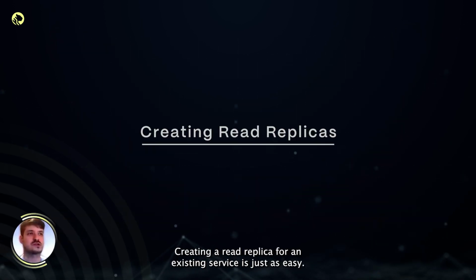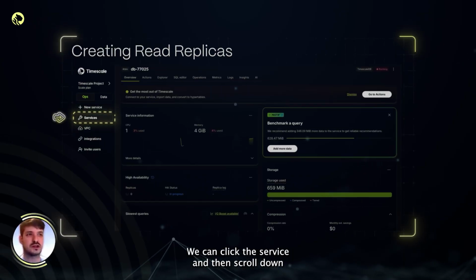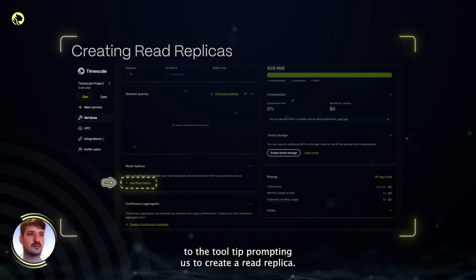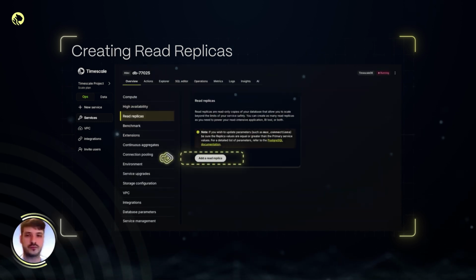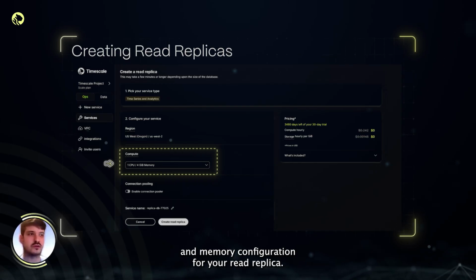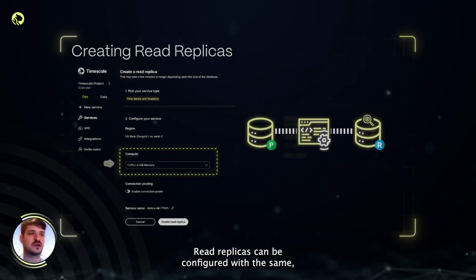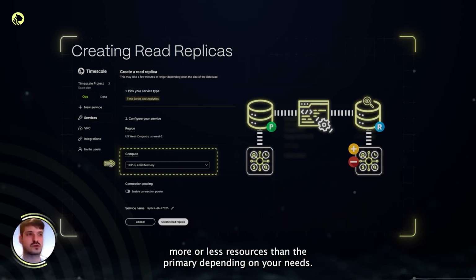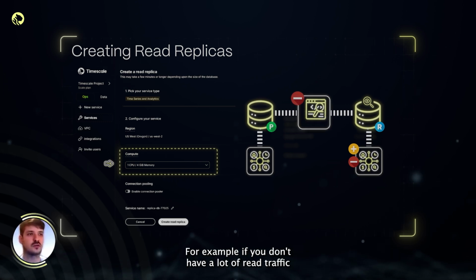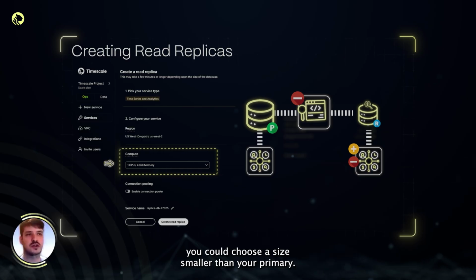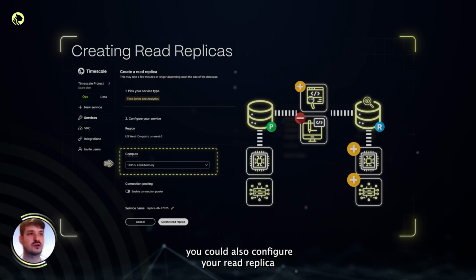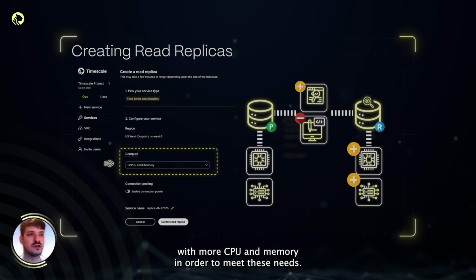Creating a read replica for an existing service is just as easy. We can click the service and then scroll down to the tooltip prompting us to create a read replica. You will then be prompted to select a CPU and memory configuration for your read replica. Read replicas can be configured with the same, more or less resources than the primary, depending on your needs. For example, if you don't have a lot of read traffic, you could choose a size smaller than your primary. If you serve significantly more reads than writes, you could also configure your read replica with more CPU and memory in order to meet these needs.